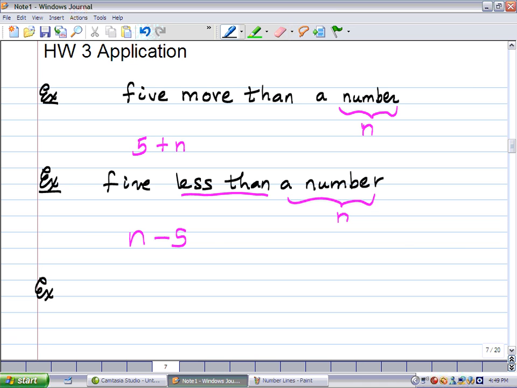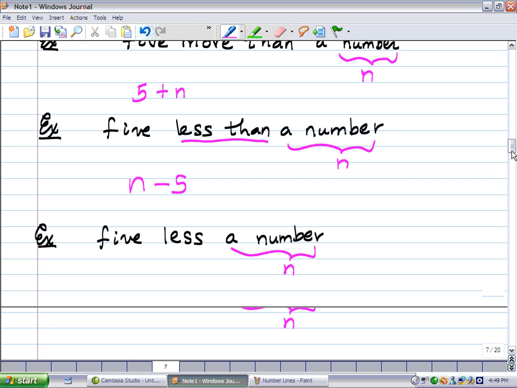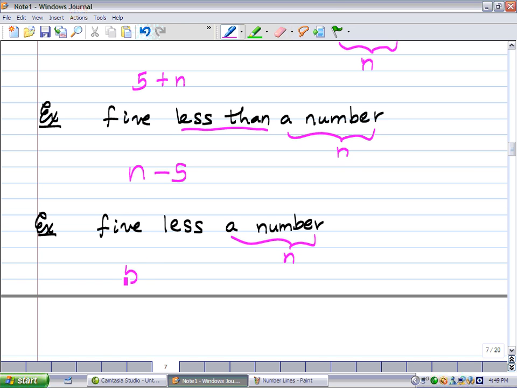That's kind of archaic, old-fashioned language, but you may occasionally also see 5 less a number. Notice the word than is missing. It's just 5 less. That means just subtraction. That's similar to the more than. That's when you would do the 5 minus N. But like I said, that's kind of old-fashioned speech, and we don't really use that very much anymore, though you may see it in a problem somewhere.